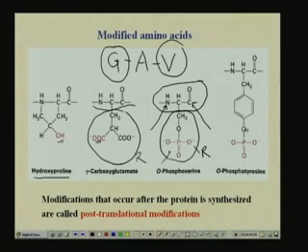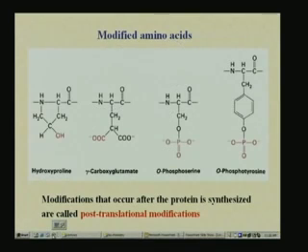Now usually when the polypeptide chain is formed, this is not a common occurrence. Okay? All the modified amino acids that you see occur after the protein is formed. As I have mentioned, these are modifications that actually occur after the protein is synthesized, and we call them post-translational modifications, because the process of translation is how you get from RNA to protein.